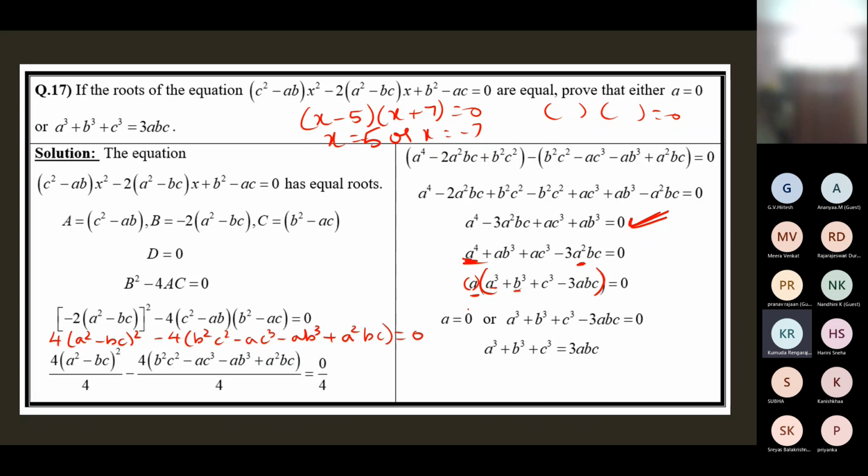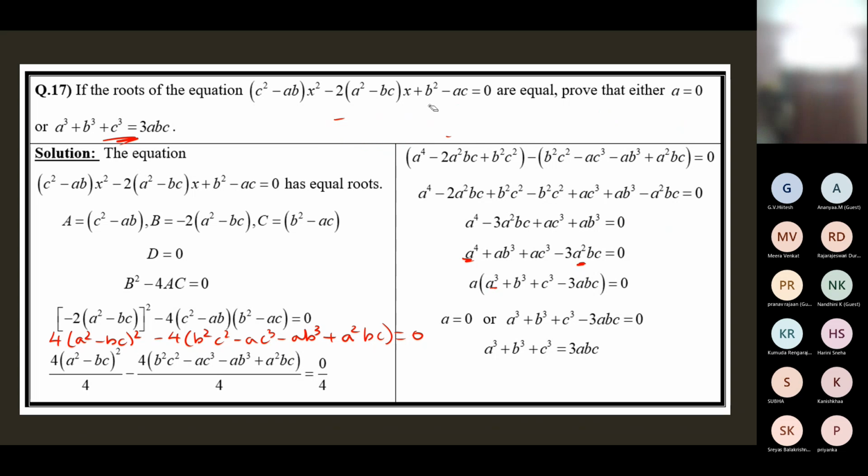So we were expecting a product like that because we'll have to show that A is 0 or this is 0. So see here, we got the product, A into A cube plus B cube plus C cube minus 3ABC is equal to 0. All right, so we are happy. We're close to the result. Okay, so the product is 0.